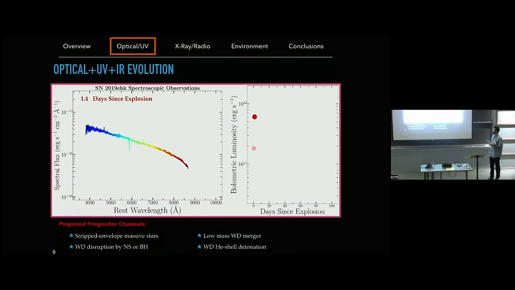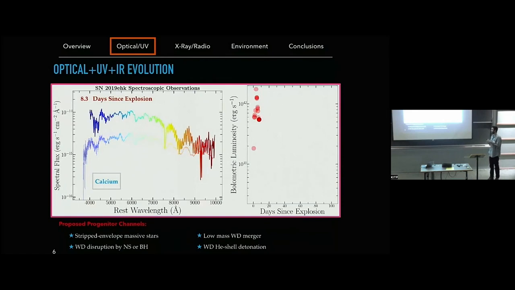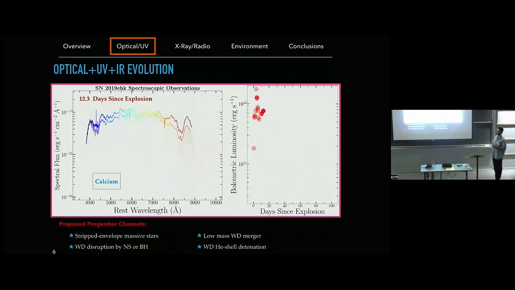And to show the whole evolution, I made this time series of 2019HK and what it looks like observationally, spectroscopically. I just wanted to play a movie while I also talk about some proposed progenitor channels. Over the years, they've been thought to maybe come from stripped envelope massive stars. I'm not going to talk about that progenitor channel because I don't see that the objects I'm talking about fall into that class or potential progenitor system.